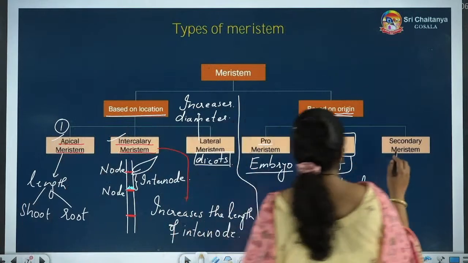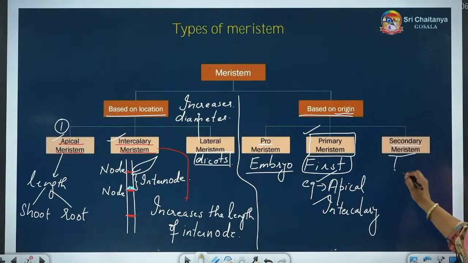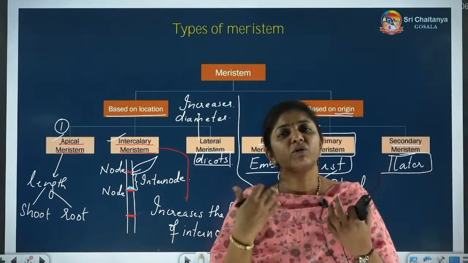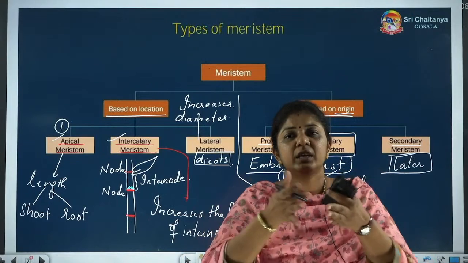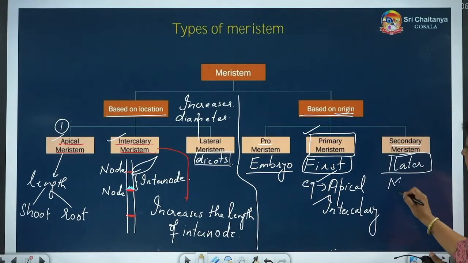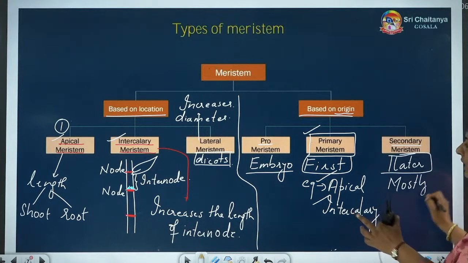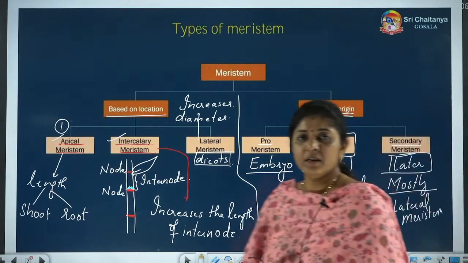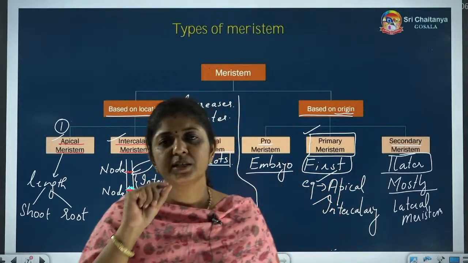Then what do you mean by the secondary meristem? Can I say which originates later in life? Later means that they are originating later for the increase in the width. So it will mostly be what? Mostly lateral meristem. Are you getting that? But here, why have I used the word mostly? This is very important. Please listen to this point.